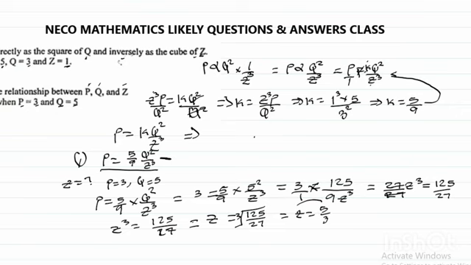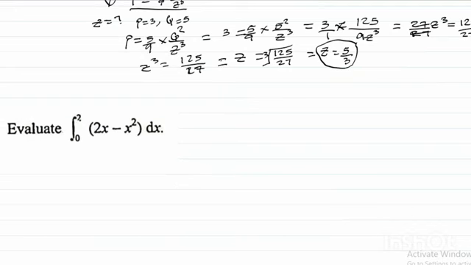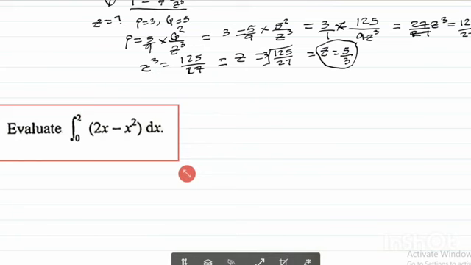So the answer for the second question is 5 over 3. Alright guys, welcome back to question 2 of today's class. The question 2 says we should evaluate the integral from 0 to 2 of, open brackets.